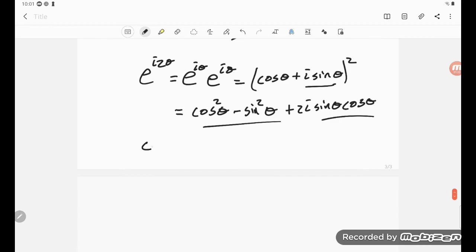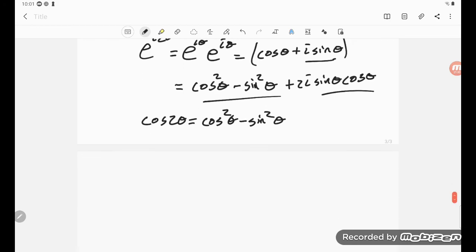And so what that tells me, equating real and imaginary portions here, is that cosine 2 theta is equal to cosine squared theta minus sine squared theta, and sine 2 theta is equal to 2 sine theta cosine theta. I love complex variables that way.